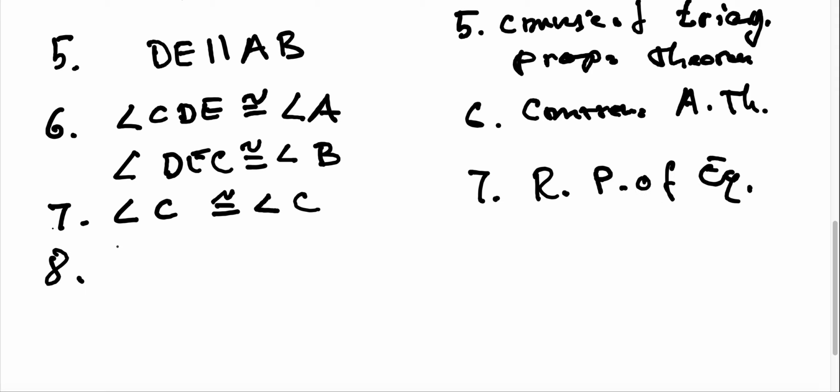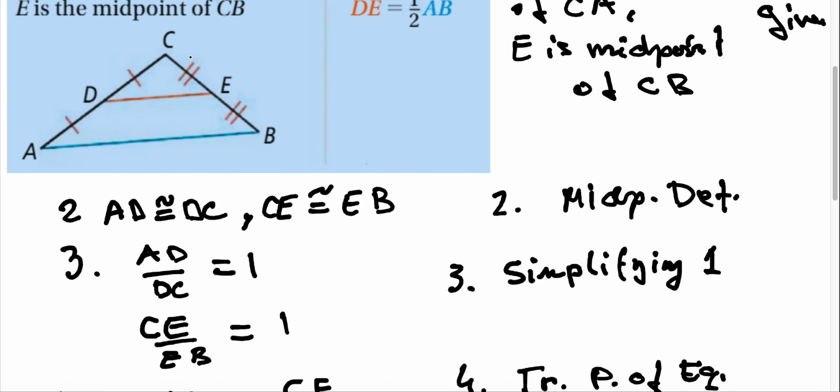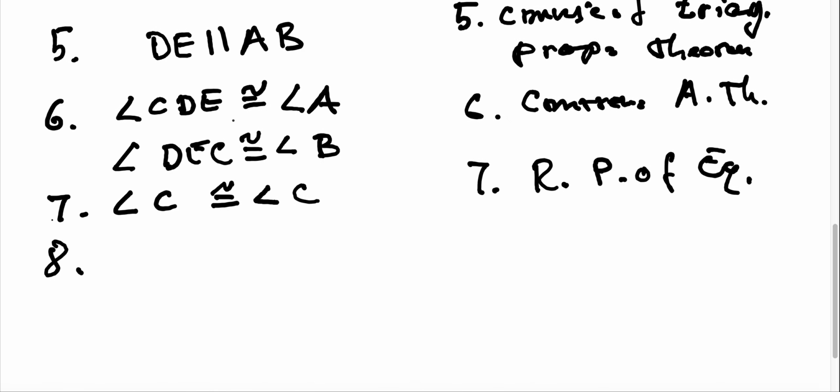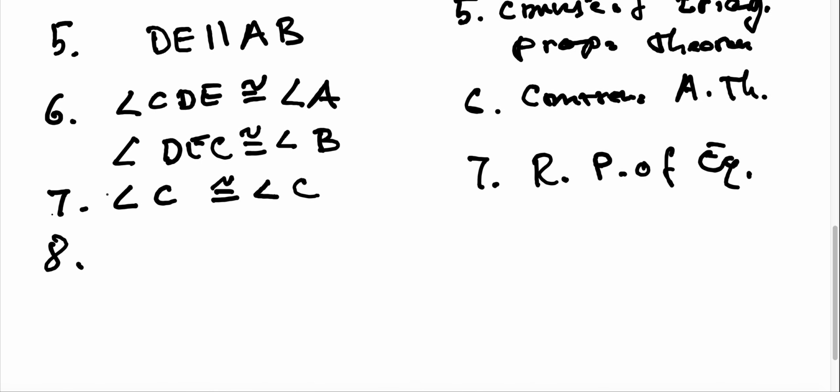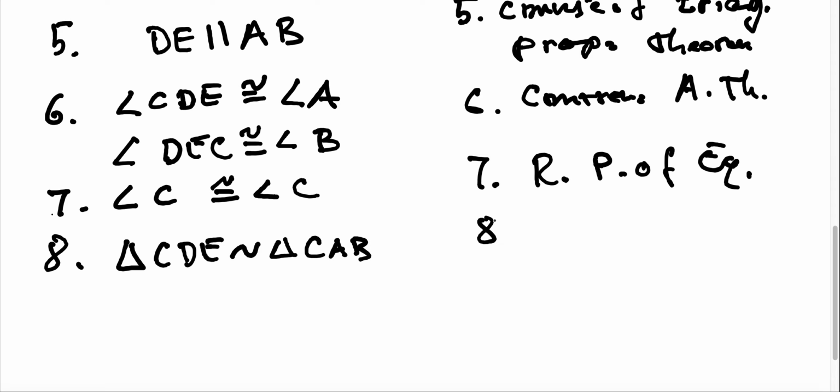Number 8. I would say the small triangle CDE is similar to the triangle CAB because of the angle congruence theorem. So in other words, triangle CDE is similar with triangle CAB. This is based on the angle theorem.